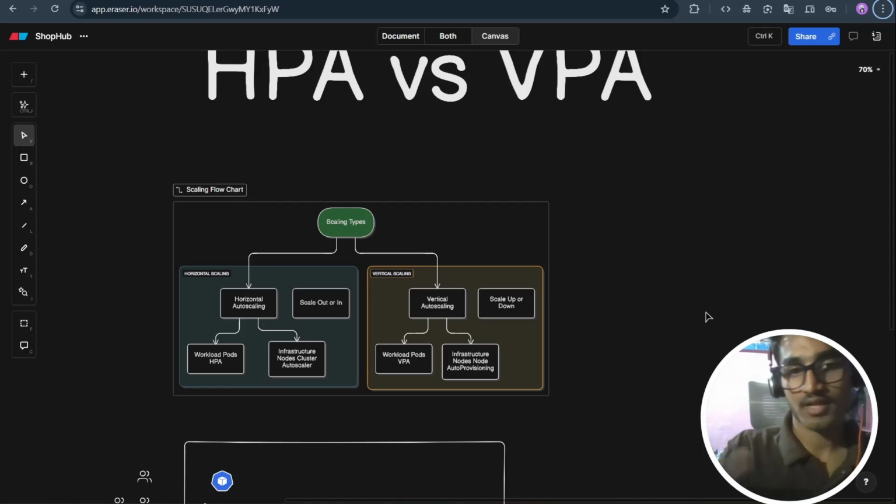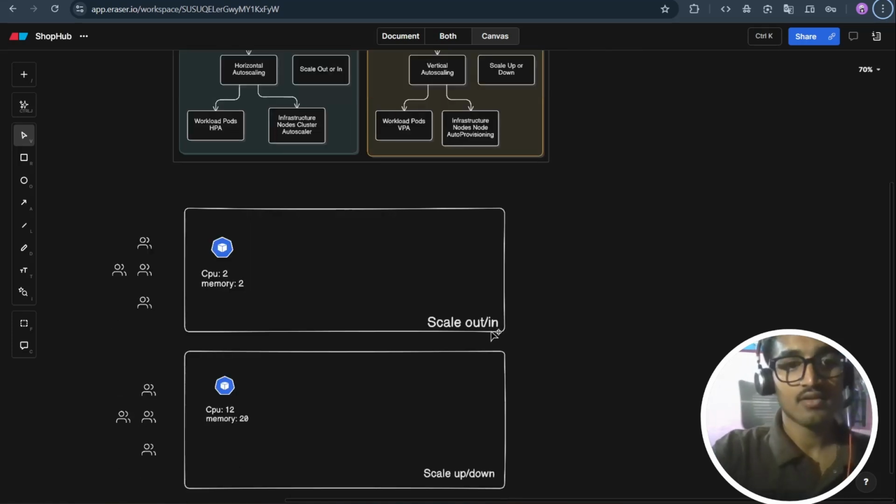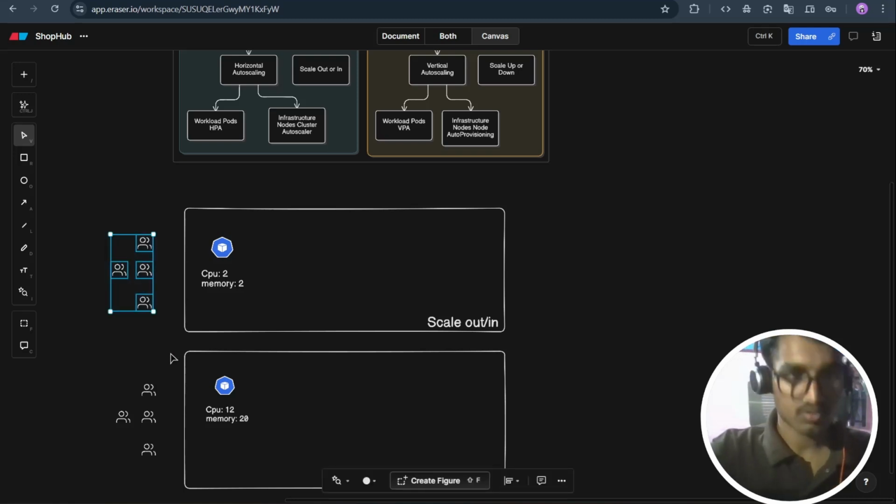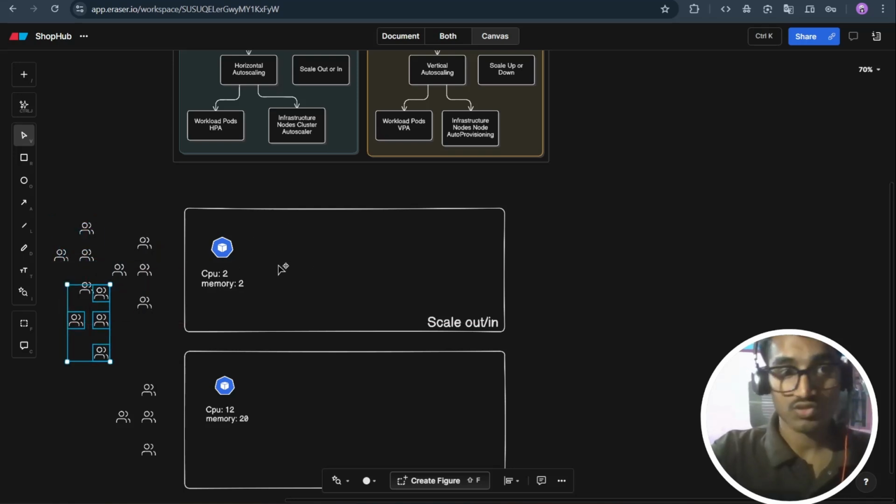Similarly, in technical terms, you are increasing the number of servers, the number of pods, or the resource size to handle the upcoming traffic. So let's understand horizontal pod autoscaling. Suppose you have a number of users and this is your pod where your application is deployed. The next day, the number of users increases, so you need to scale your infrastructure so that you don't face downtime, and the customer experience and trust don't decrease.